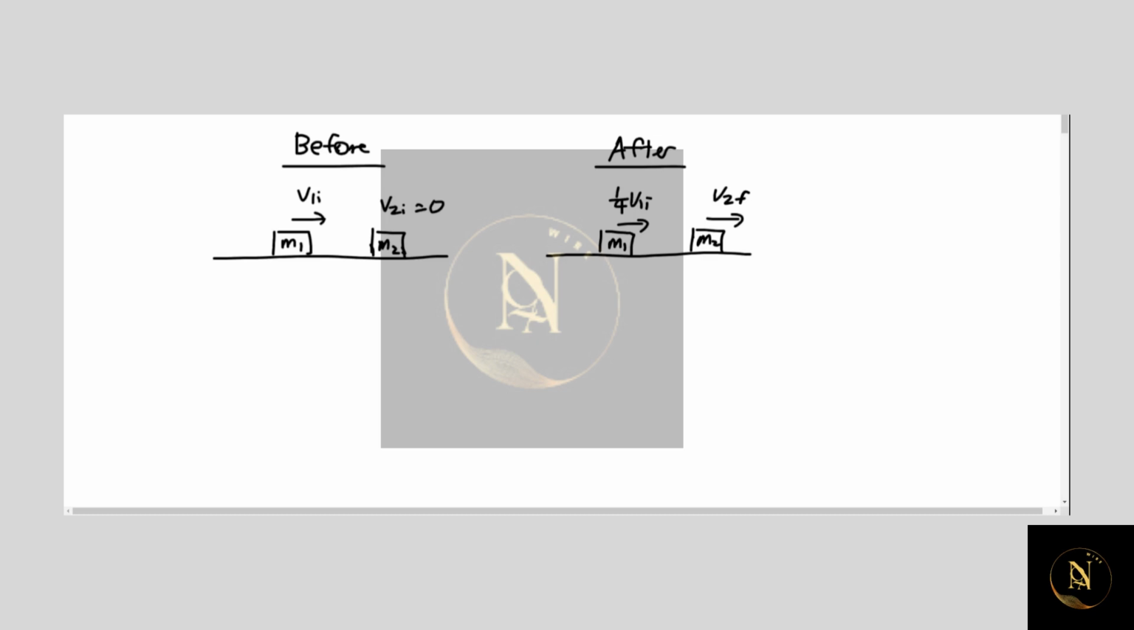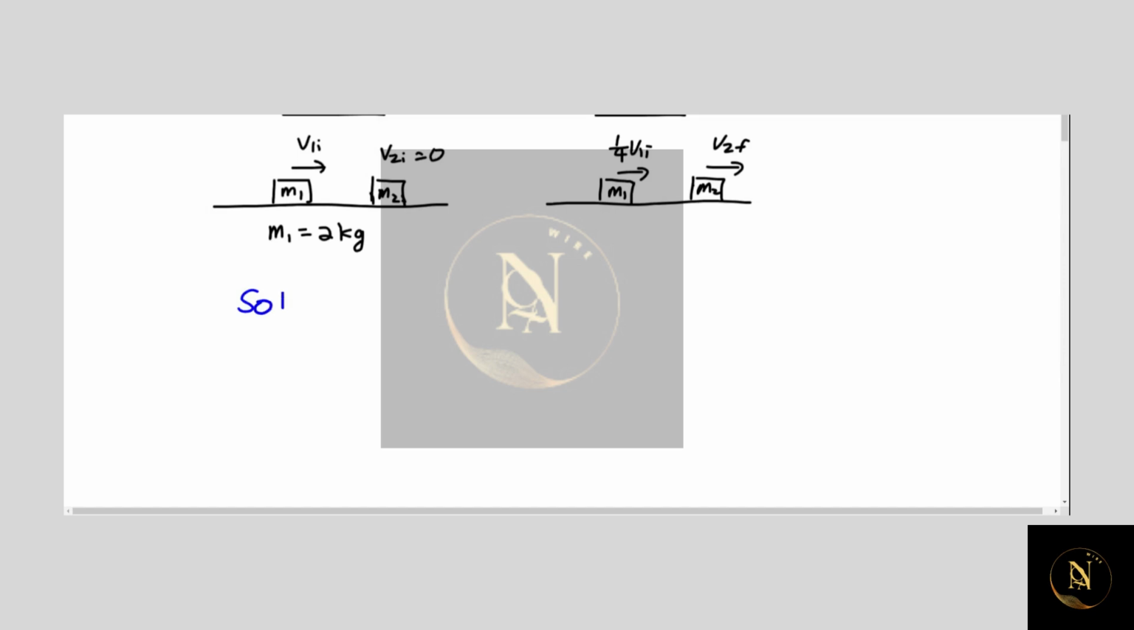We want to find the mass of M2 and the speed of the center of mass if the initial speed of the 2 kg body was 4 meters per second. So M1 is 2 kg.